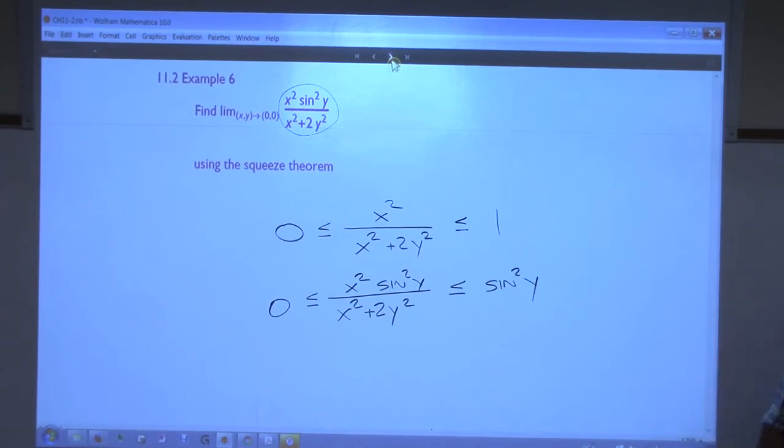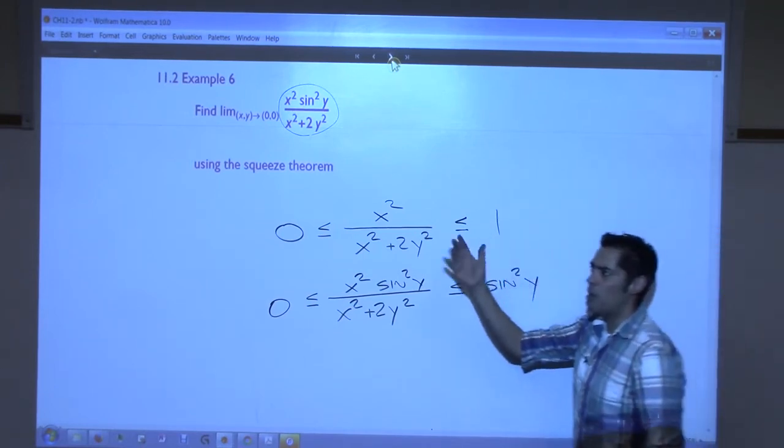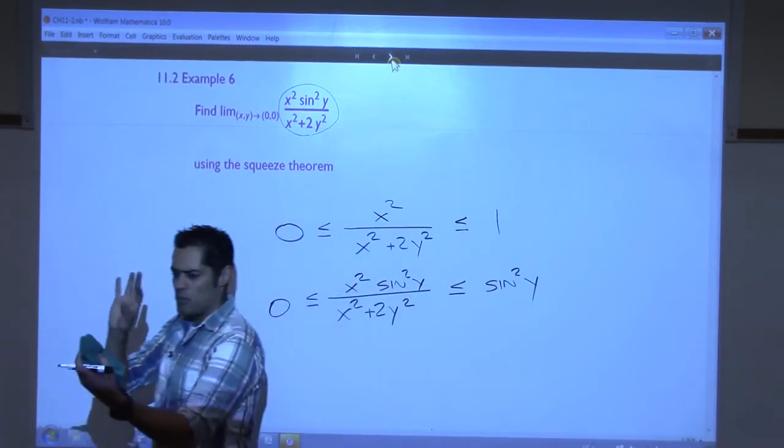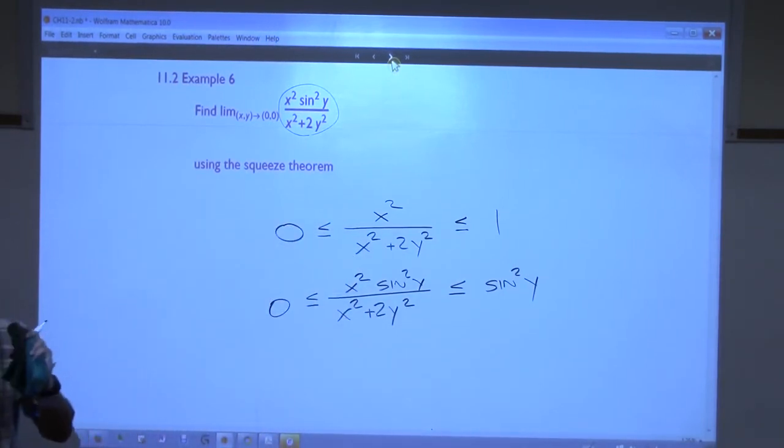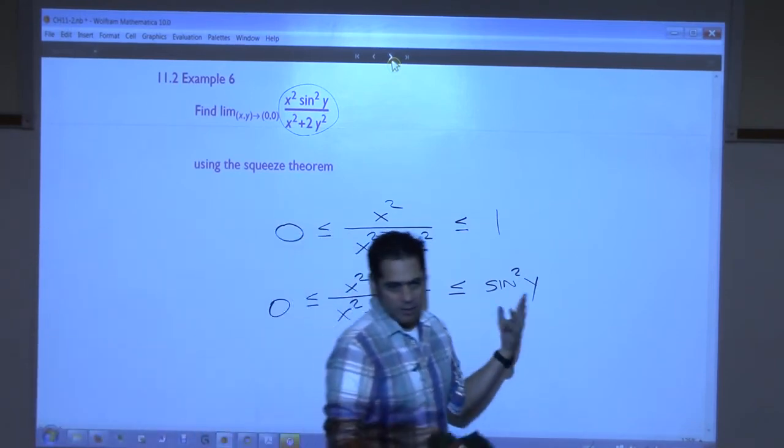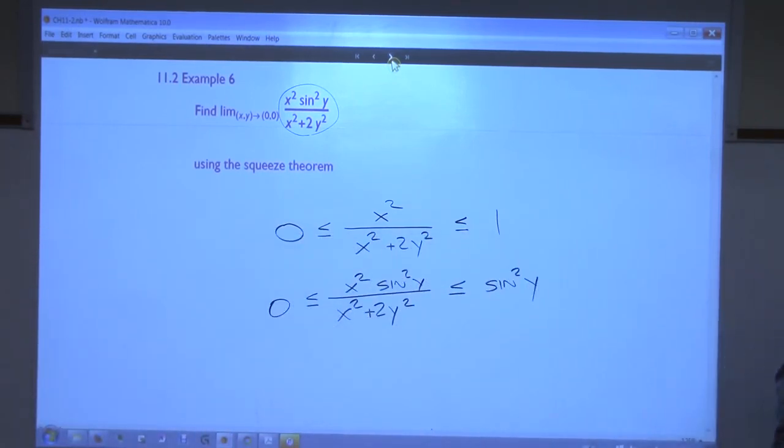You still with me? Why didn't I have to worry about flipping inequalities? Because don't you have to worry sometimes, like if you multiply by a negative, it flips? Why am I not concerned about that? It's not negative, sine squared, right? So that's not a negative number, so I don't have to concern myself with that.